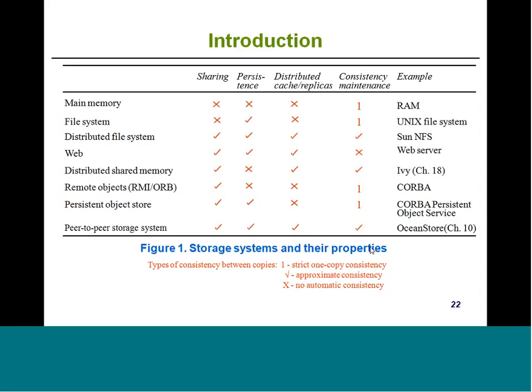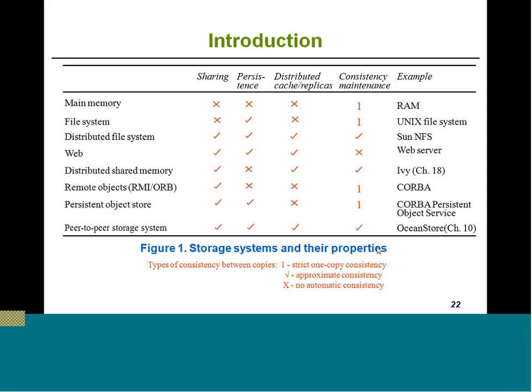So if you look at it, the highest one is probably the distributed file system, and then there's also the peer-to-peer storage system, which is very similar, but the others are lower in the hierarchy, as you can see. The persistent object store and also the remote objects from CORBA.